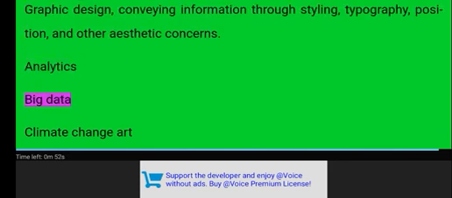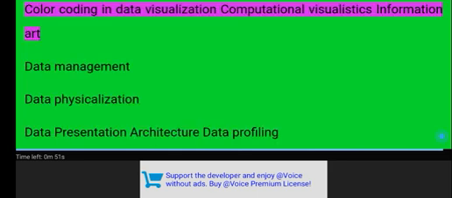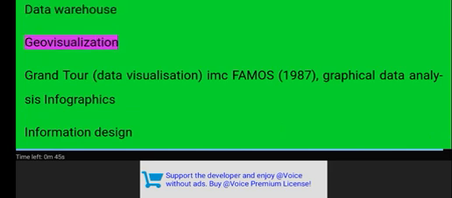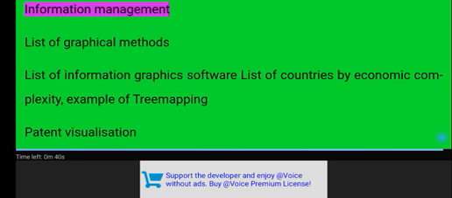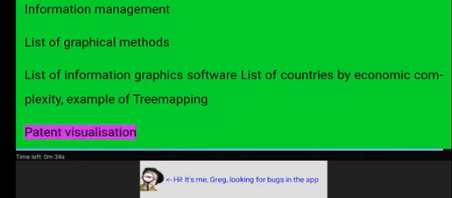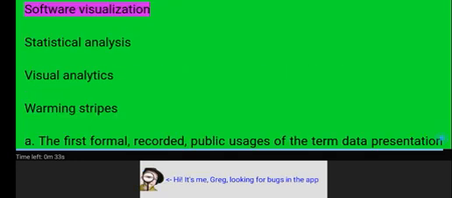Analytics. Big data. Climate change art. Color coding and data visualization, computational visualistics, information art. Data management. Data physicalization. Data presentation architecture, data profiling. Data warehouse. Geovisualization. Grand Tour Data Visualization, IMCFA-MOS, 1987, Graphical Data Analysis, Infographics. Information Design. Information Management. List of graphical methods. List of information graphics software, list of countries by economic complexity, example of tree mapping. Patent visualization. Software visualization. Statistical analysis. Visual analytics. Warming stripes.